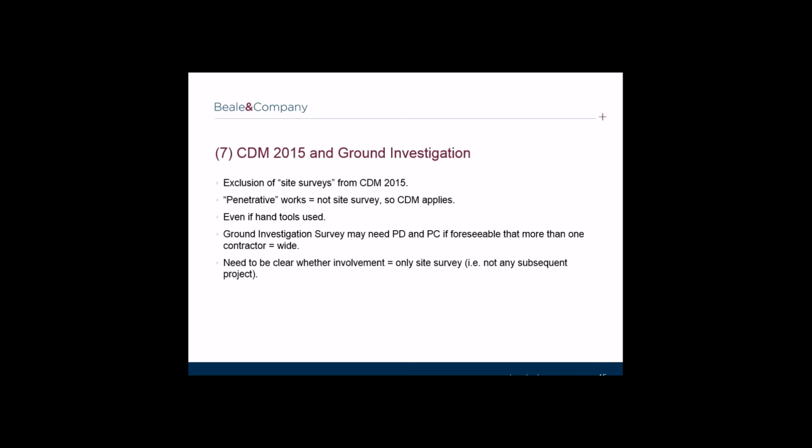If appointed as PD or PC in such circumstances, and your role is limited to these investigations, it is important to make clear that the appointment as PD or PC is similarly limited and will not continue after the investigations are complete.